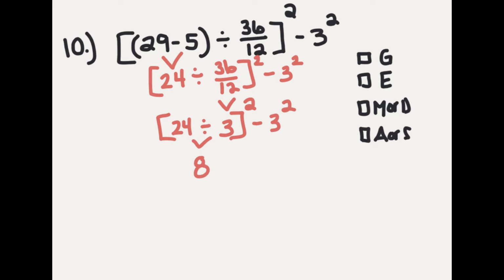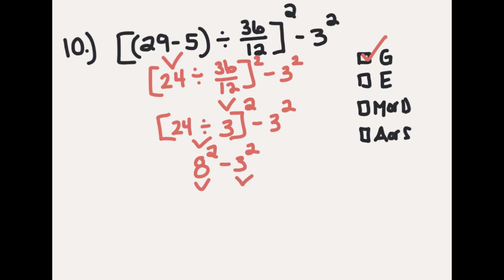Woo! The grouping symbols come off, but I cannot forget that whatever was in that group is being raised to the second power or squared. So I've got to make sure I bring that down. Minus 3 squared. Now I can check off grouping symbols, but I have exponents. So that's where we're going to focus next.